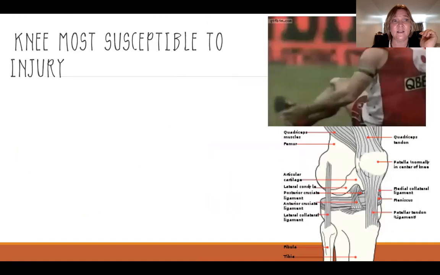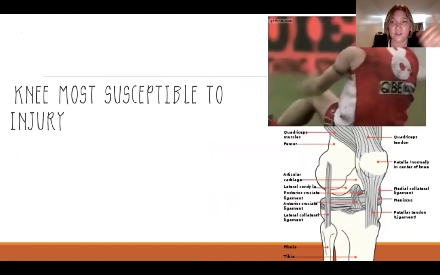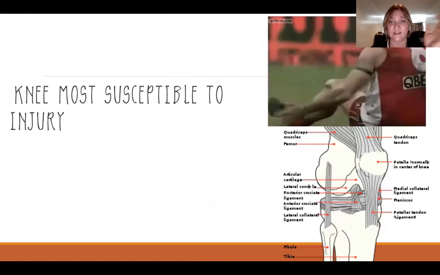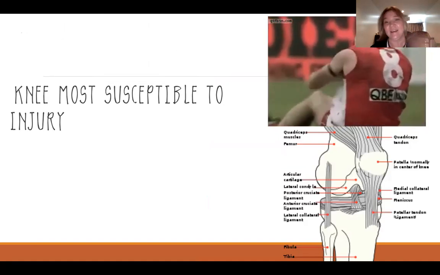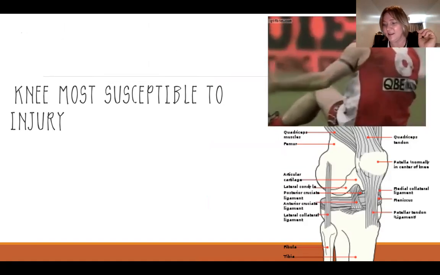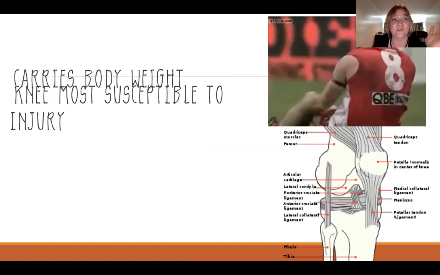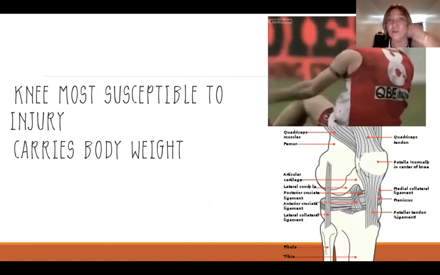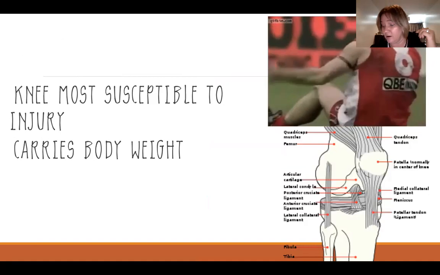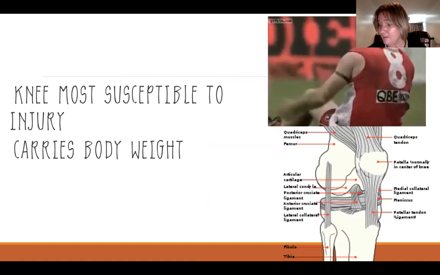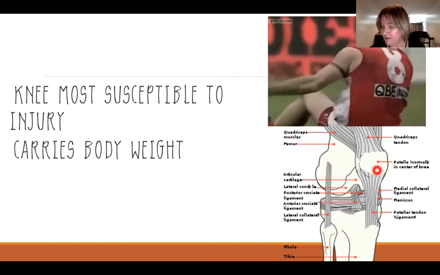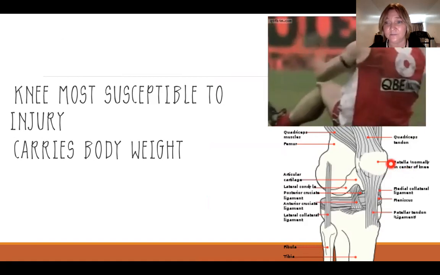The knee is the most susceptible to injury. You see here in the video that football player is literally slapping his kneecap back in place. The reason why the knee is so susceptible is because it carries all of your body weight, and your kneecap, which you can see here, is called the patella.